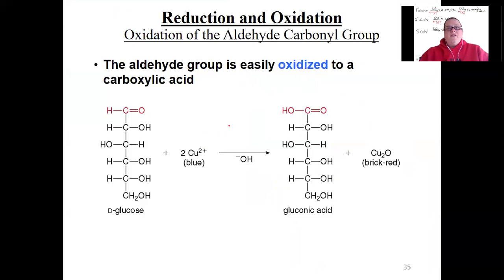So when we look at oxidation, if we have this aldehyde group, this glucose, it can be oxidized to a carboxylic acid.